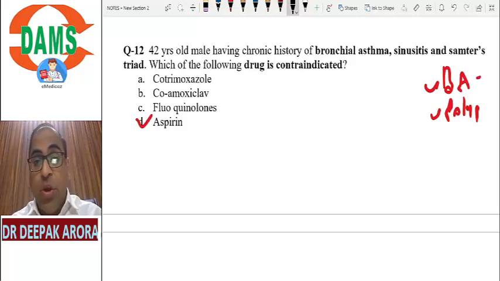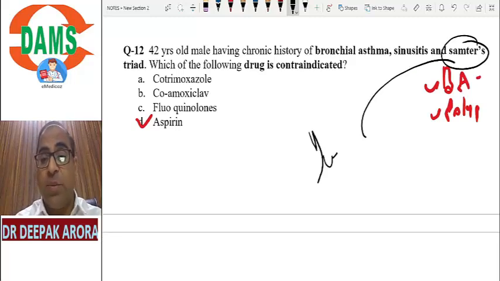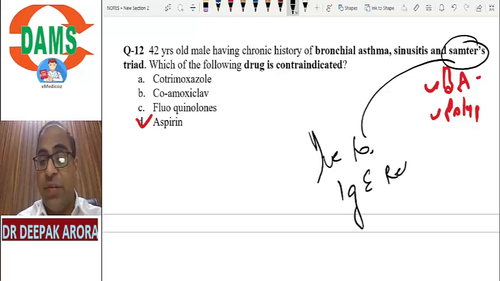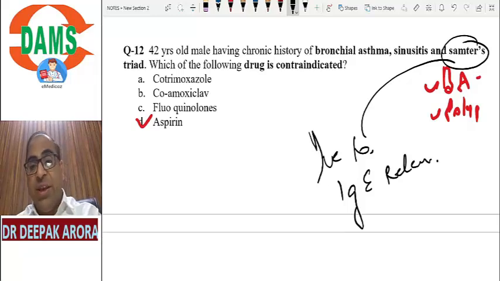They can ask you, Samter's triad is due to what. If the examiner asks you, it is due to IgE release. Just remember this concept now. It is due to IgE release. Clear?